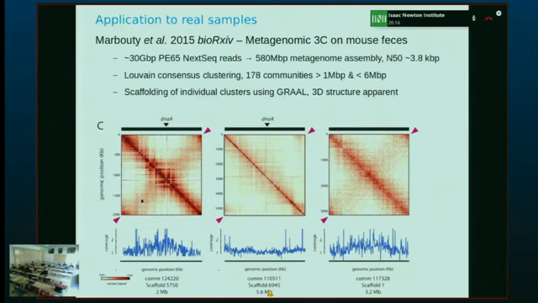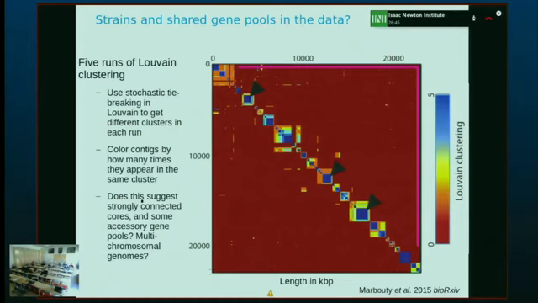And if you then take one of those, or these 3 of them in this slide, and look at the heat map for the 3C read pairs, we can actually see now the 3D chromosome structure coming out in these. And that's apparent as this sort of anti-diagonal that crosses the main diagonal in these heat maps. So that's indicative of a circular chromosome where the 2 chromosome arms are interacting with each other. So that's really exciting. So will we be able to look at strains and shared gene pools in this data?